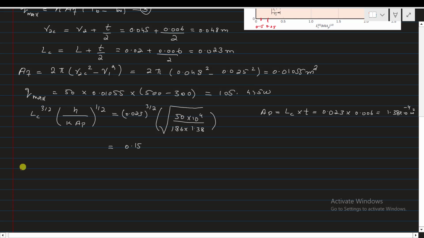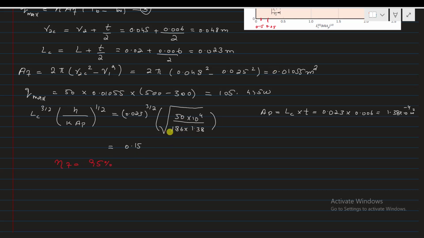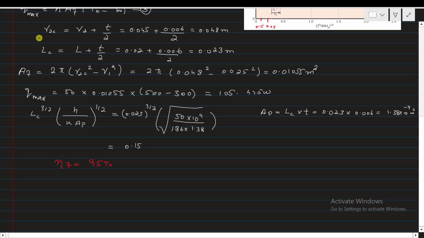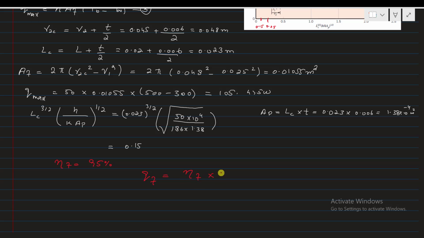So here I can say that the efficiency of the fin is 95%. From this graph, with the help of this axis, we calculated it previously. Okay, so efficiency is now calculated, and Q max is calculated. Just put these values in these equations, that will give you the heat transfer by the fin. The heat transfer by fin is equal to the efficiency of the fin multiplied by the number of fins attached, 5, multiplied by Q max.